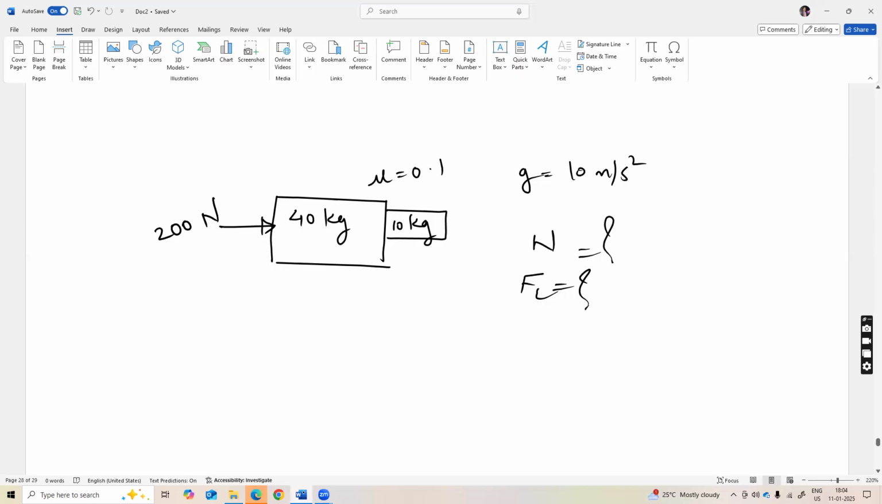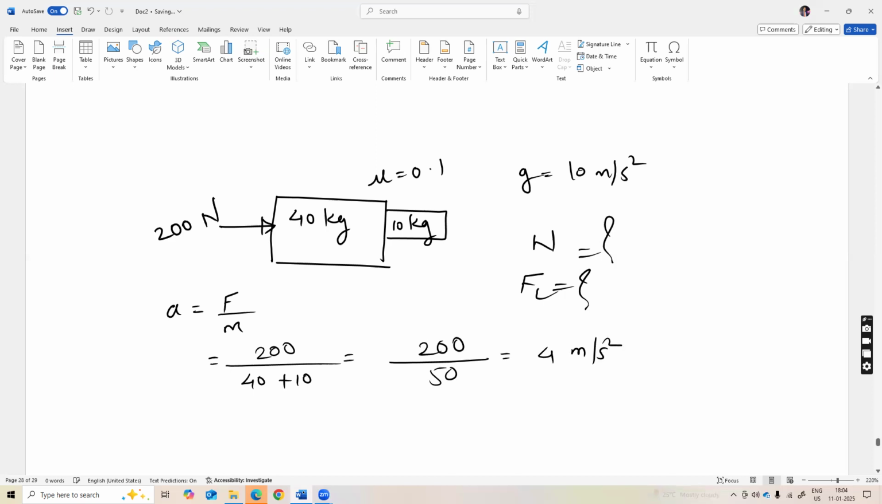See, first of all, you will have to find out the acceleration of the system. Acceleration is force upon mass of the system. Force is given here as 200 Newton. Mass is m1 plus m2, so it is 40 plus 10. So acceleration will be equal to 200 upon 50, so it will become 4 meter per second square.